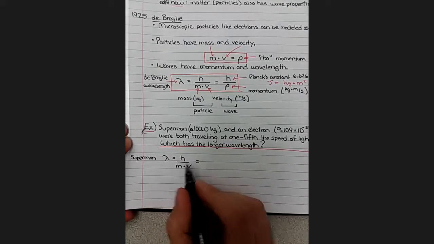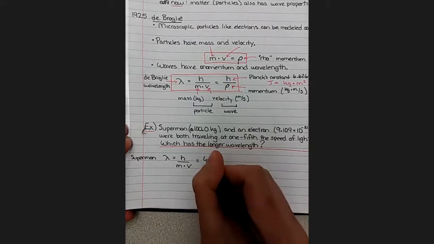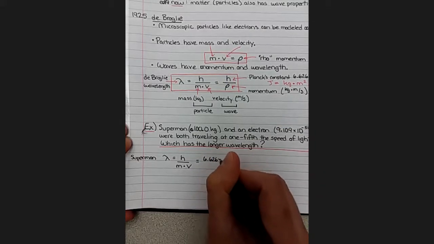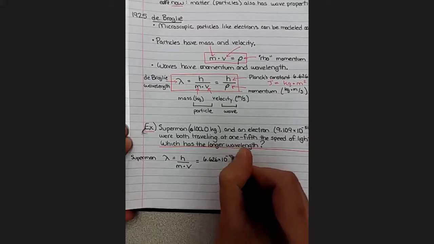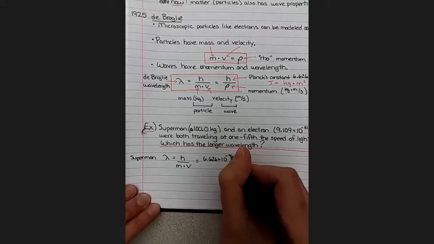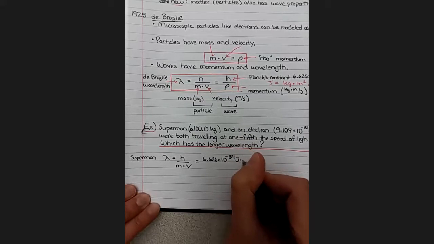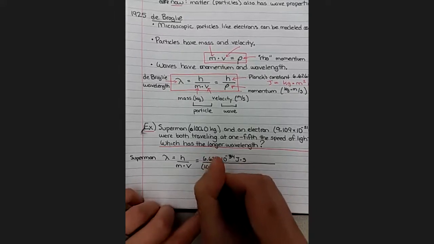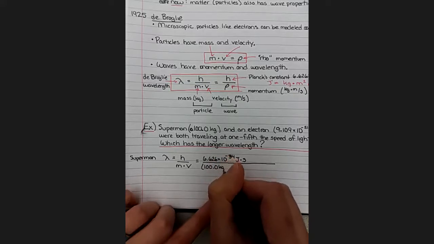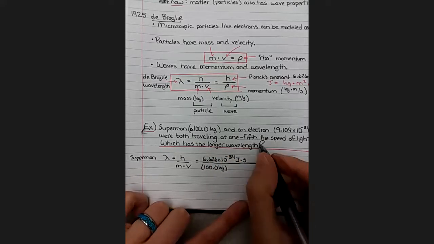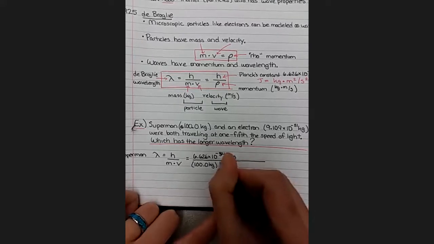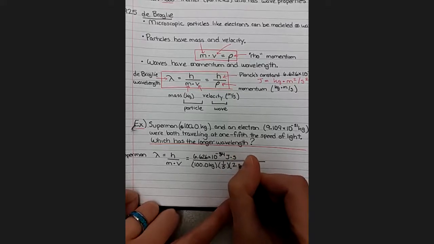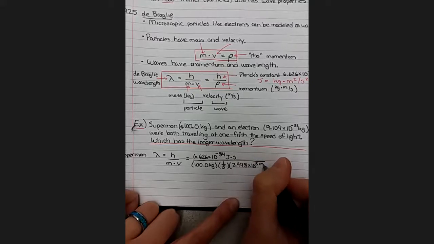Let's see, what do we know? We know Planck's constant, it was given up here. So 6.626 times 10 to the negative 34th joules times seconds. Then we need the mass in kilograms, which is 100 kilograms for Superman. And then we need the speed, which is 1/5 the speed of light. So we'll multiply 1/5 times the speed of light, which we used in previous lectures, 2.998 times 10 to the 8th meters per second.